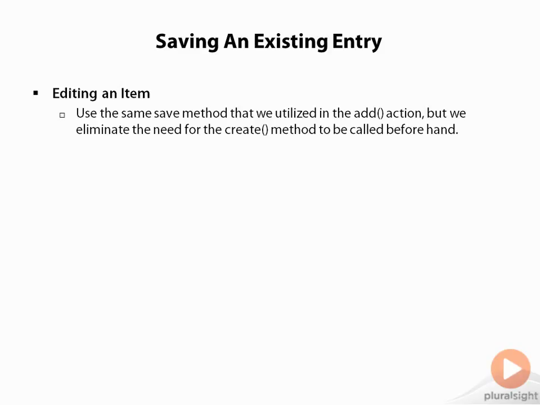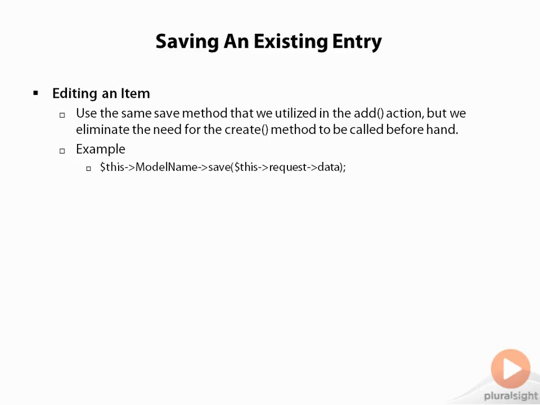When we save an existing entry in CakePHP, we use the same save method that we utilized in the add action, but this time we eliminate the need for the create method to be called beforehand. So for example, we would type this, the model name, save, and then we would just pass in the data. No need to add that create method.